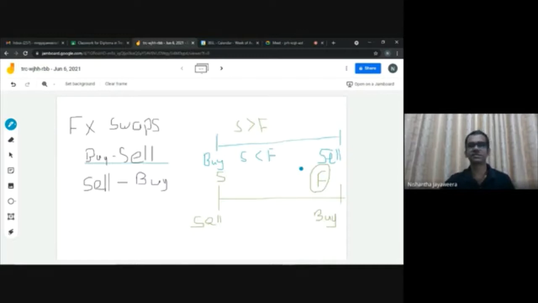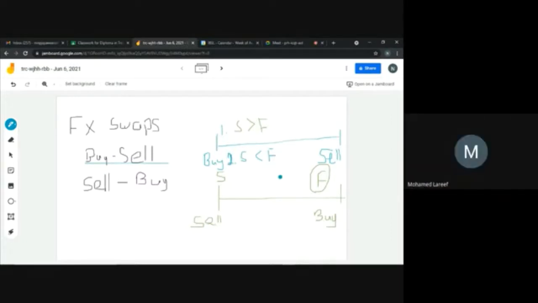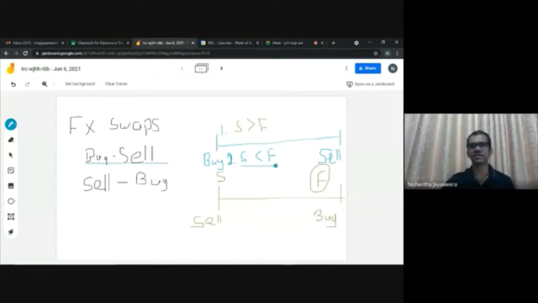In which case the base currency is at a premium? Case 1 or case 2? When do we say base currency is at a premium? When the spot is less than the forward. That means forward rate is higher than the spot rate. Then at this instance, base currency is at a premium. At this instance, base currency is at a discount. So the difference between forward and spot, what do we call?